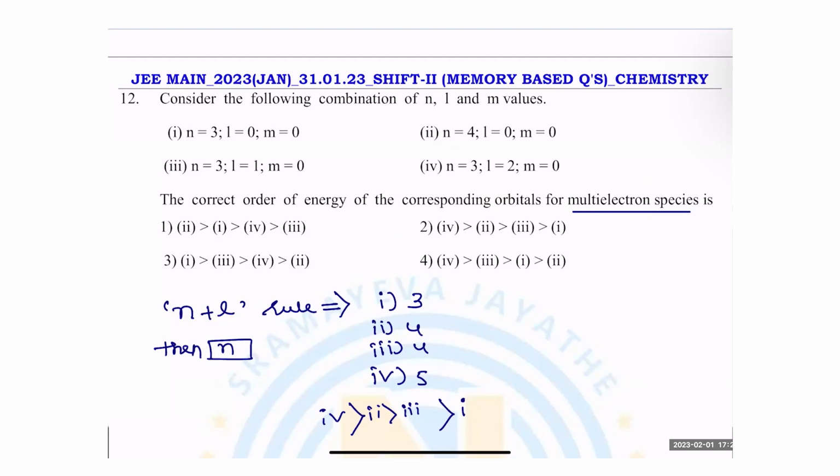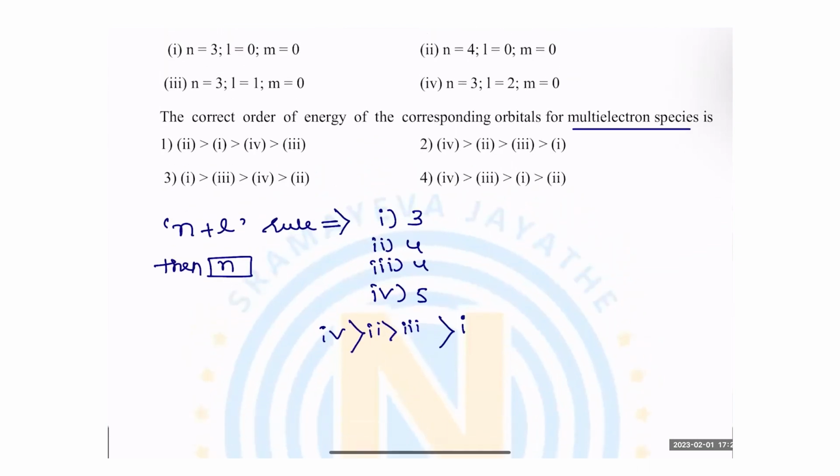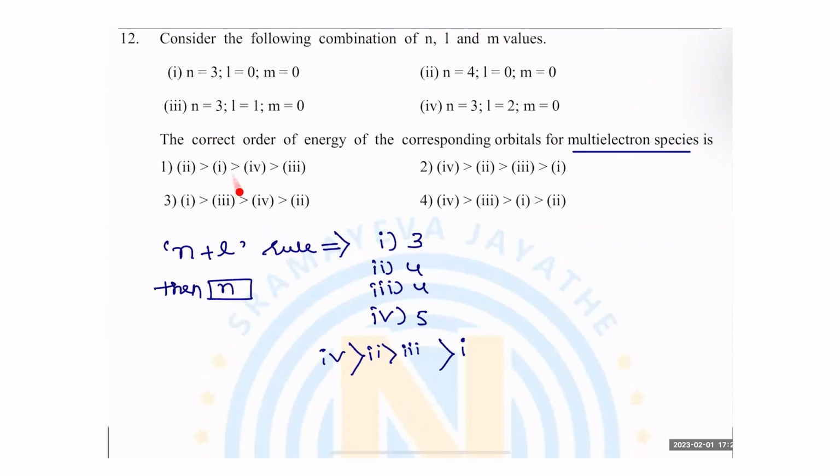In case of single electronic species, that depends only on n. But here, very clearly, that is multi-electronic species. For the first option, using the n plus l rule, I'm using 3 plus 0, 3. For the second option, 4 plus 0, 4. For the third option, 3 plus 1, 4. For the fourth option, 3 plus 2, 5.